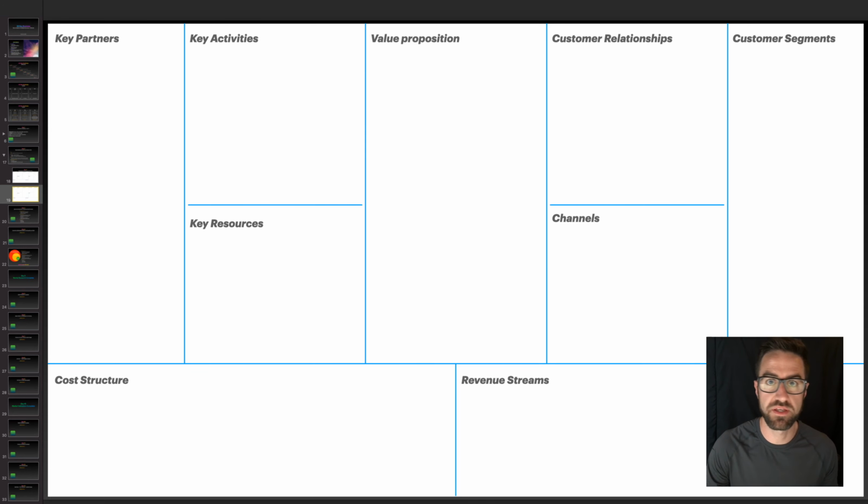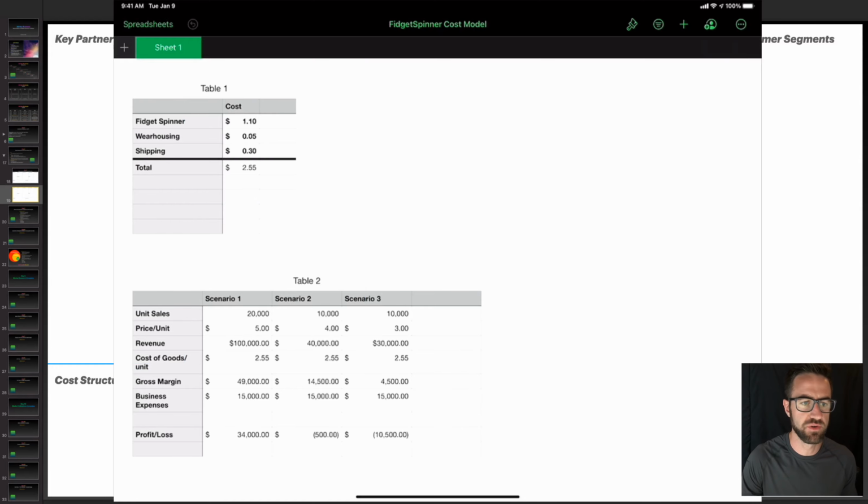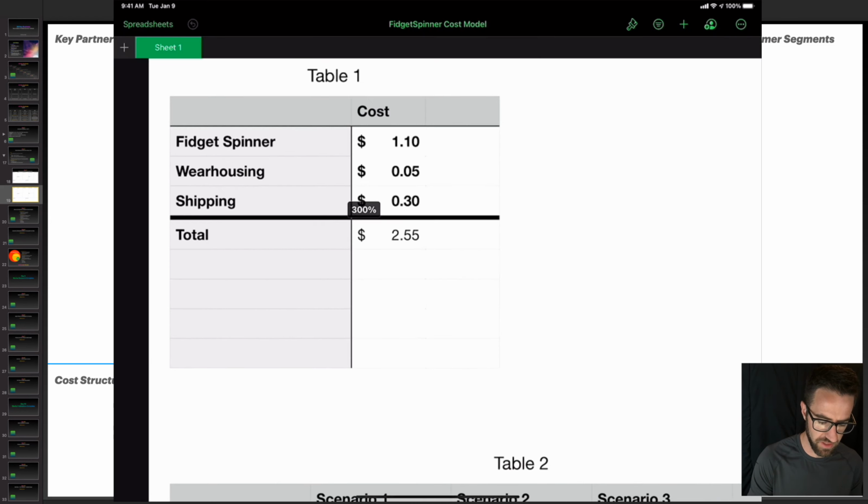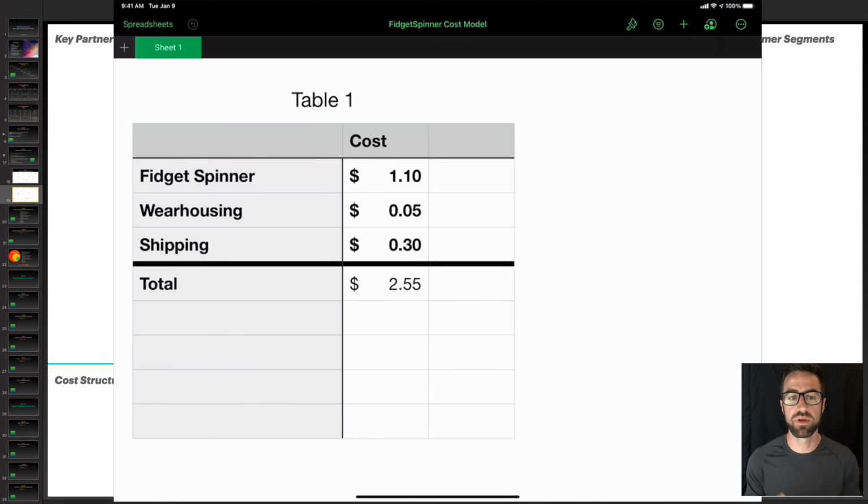Okay, so one of the things that we look at in the post for today is a spreadsheet, sort of a chart. Let me zoom in here on the part that matters initially. So what we did was we created a cost model for the sale of a fidget spinner. I had a fidget spinner somewhere. I think my son took it.